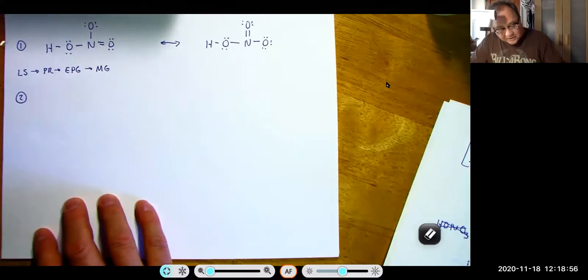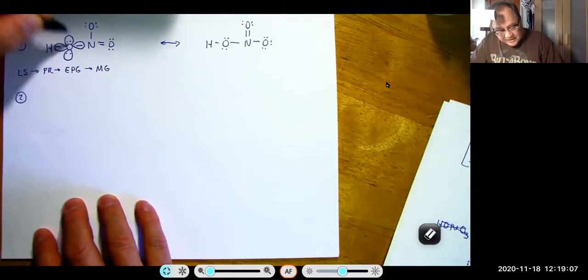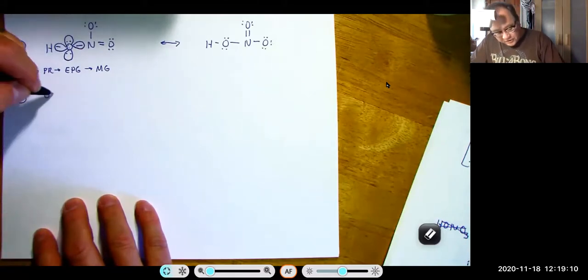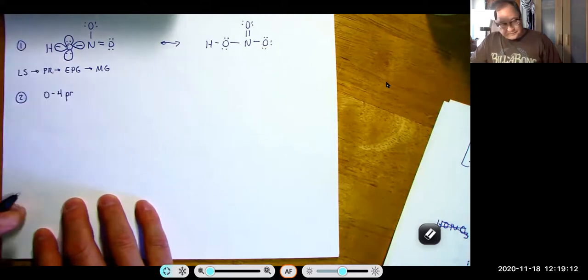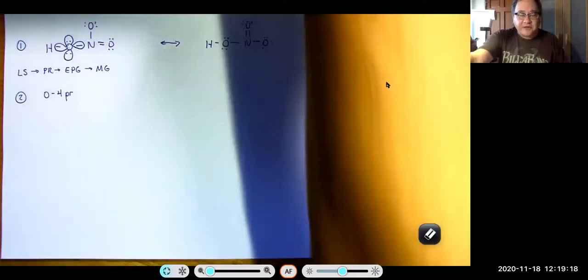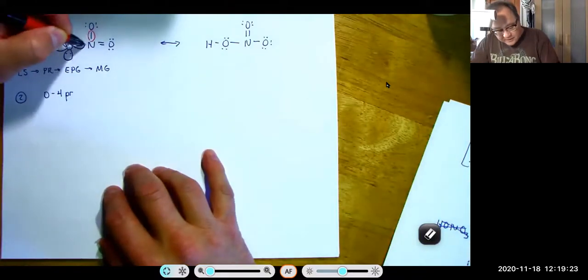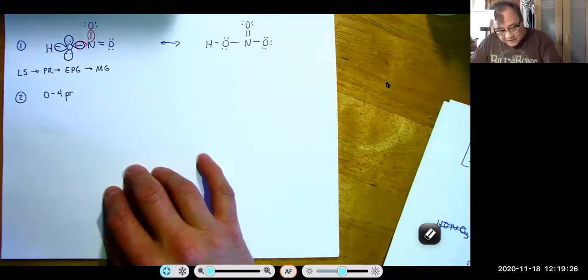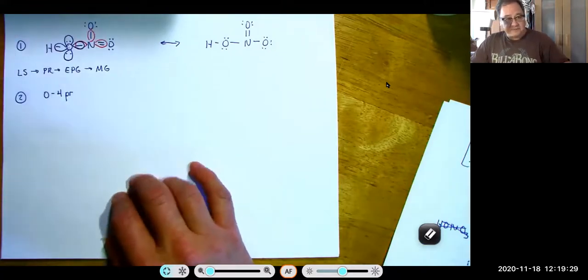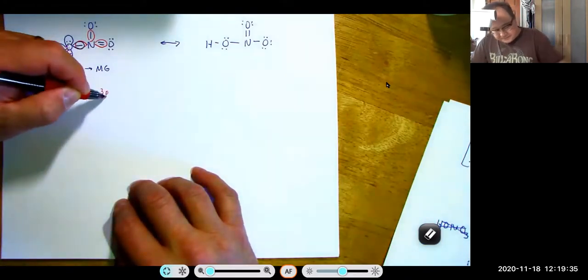How many pairs does this oxygen have? 1, 2, 3, 4. So what I'm going to do for the oxygen is I'm going to do this, and I'm going to let you see that it has 4 pair. So the oxygen has 4 pair. Now, what about the nitrogen? How many pairs does it have? I'm going to use a different colored pen so you can see the pairs on the nitrogen. Here's one pair. That counts as a pair for the nitrogen. And the double bond counts as one pair. So the nitrogen has 3 pair.